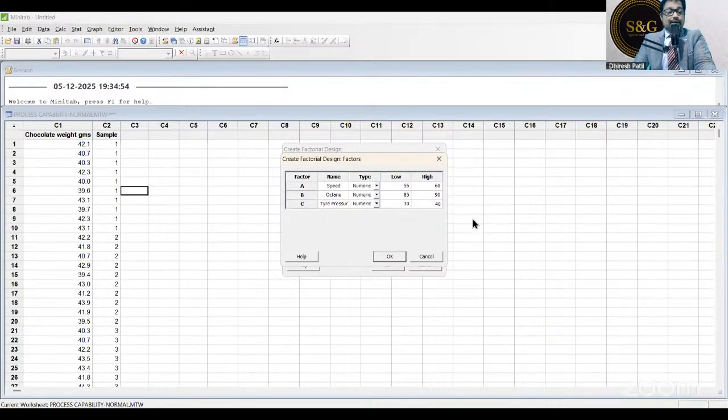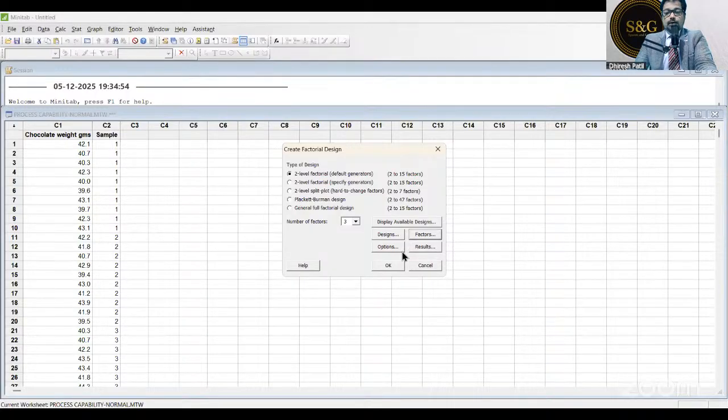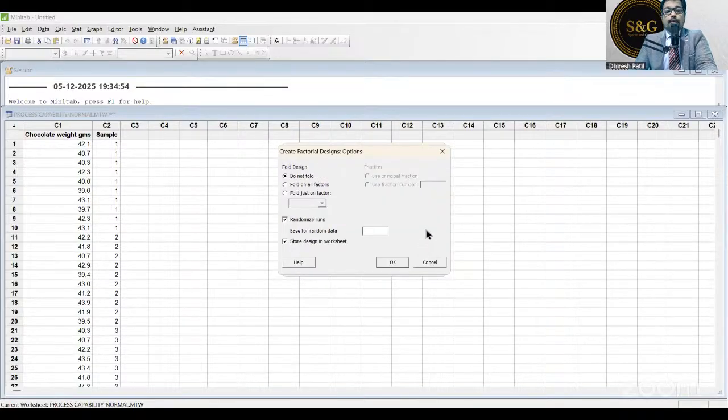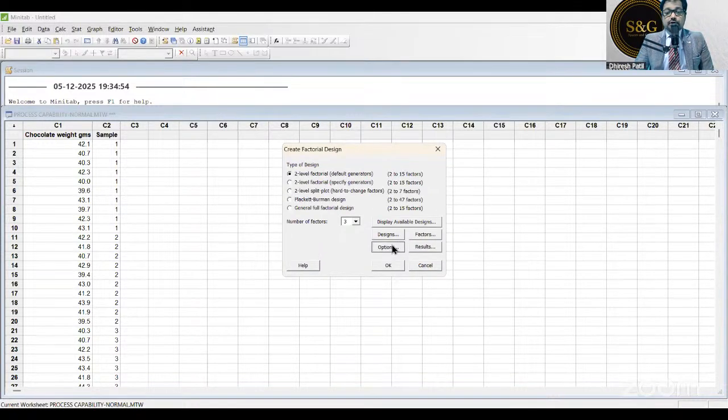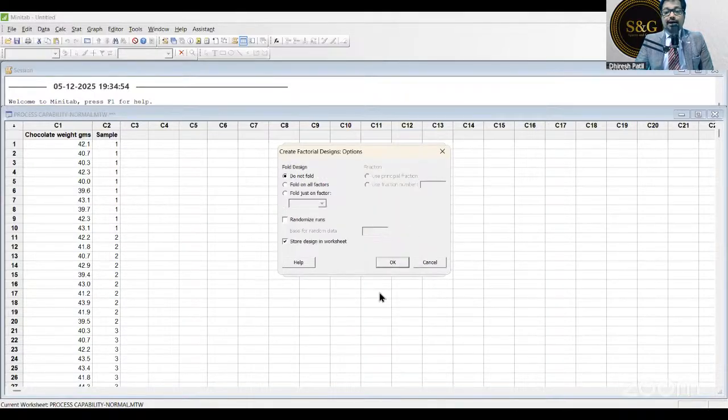All right, is everybody with me till now? Just give me yes in the chat box. Yes. Now click on OK, but don't click on OK yet. Go to option. As of now, just uncheck this randomize runs. Randomization, what is randomization? I'll explain you. As of now, just uncheck randomize runs and click on OK, and click on OK.